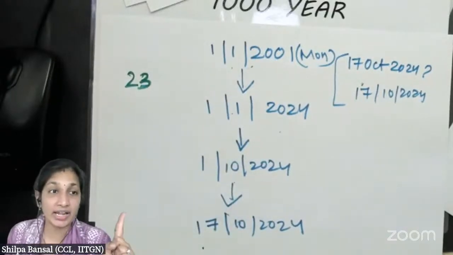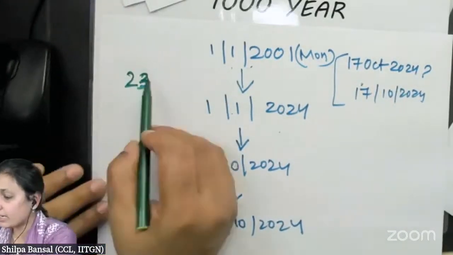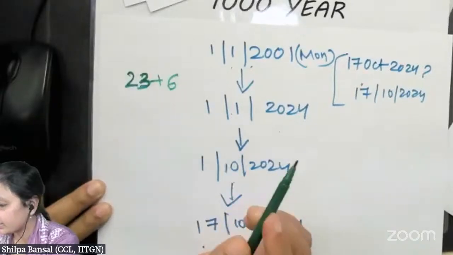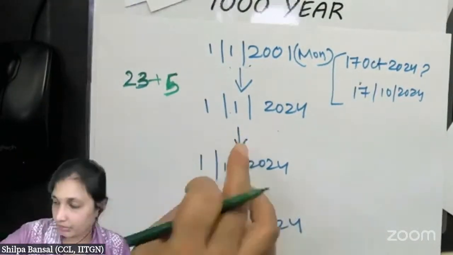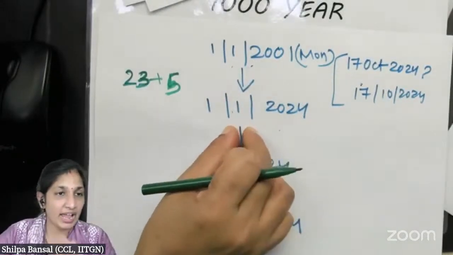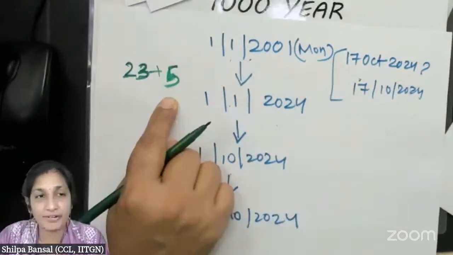But in between that, leap years are also there. So how many leap years are there? 6 leap years are there. No, 5 leap years are there, because we haven't crossed February. Here it is January. We haven't crossed February. So it is only 5 leap years.